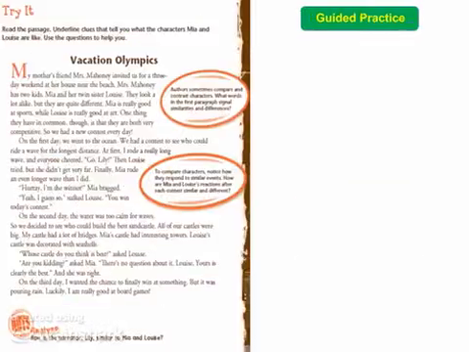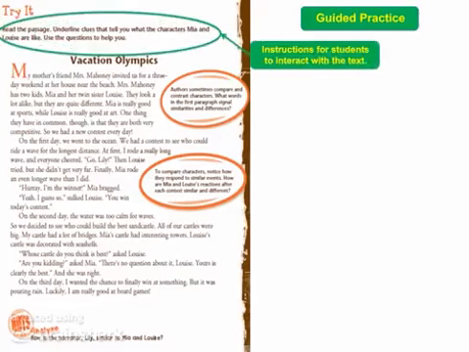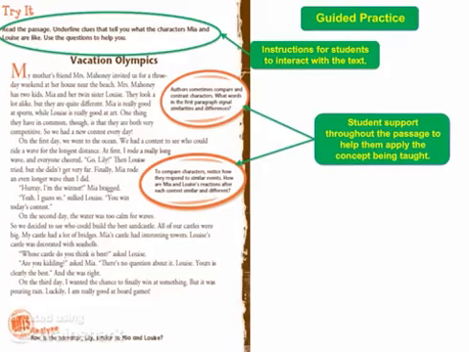On the next page of the lesson, the students are asked to try it as they move into the guided practice part. The students are asked to underline clues and interact with the text, keeping them engaged as they practice. The students receive support throughout the passage to help them understand what is going on as they read.